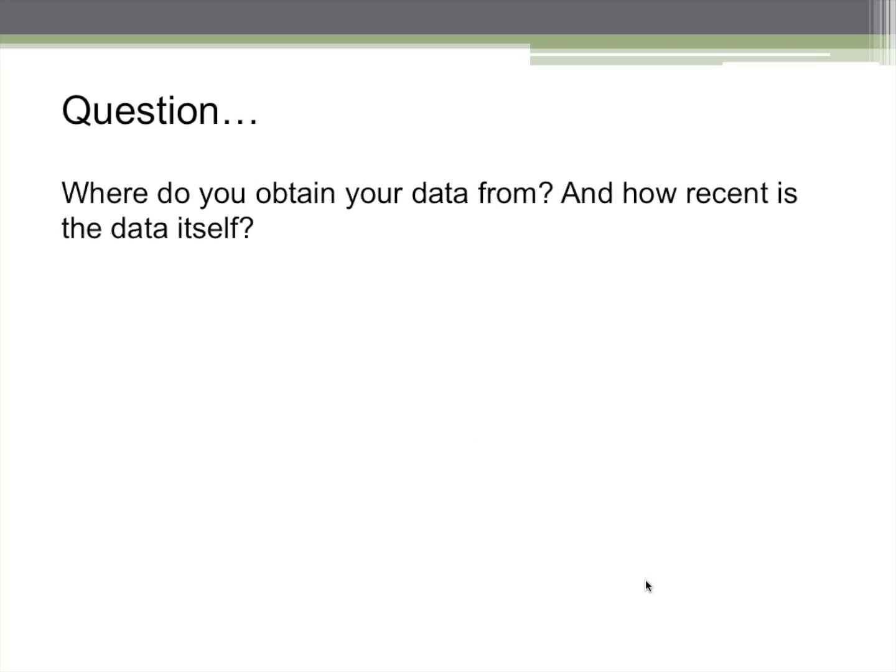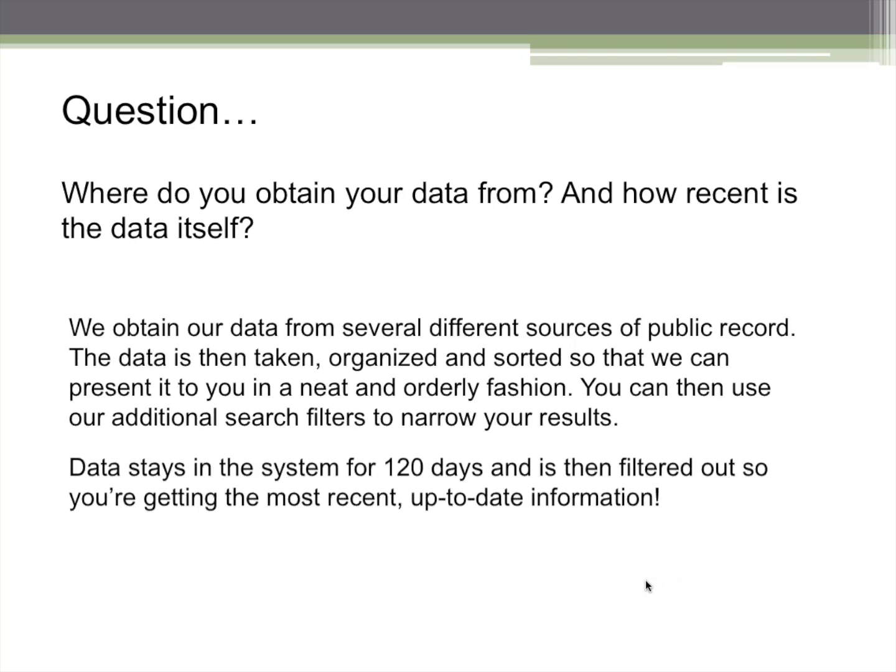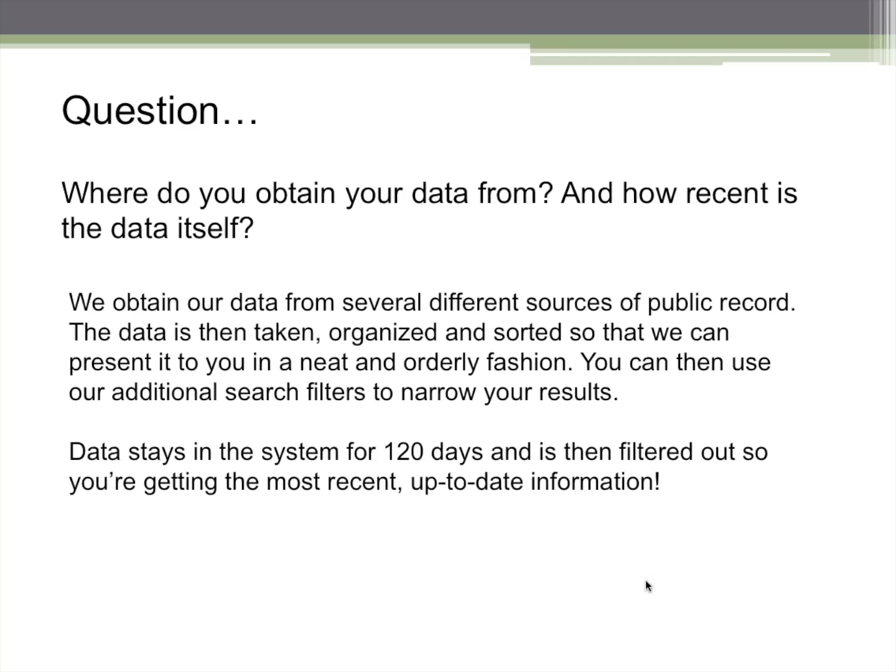Question: where do you obtain your data from, and how recent is the data itself? Well, we obtain our data from several different sources of public record. The data is then taken, sorted, sifted, and organized so that we can present it to you in a neat and orderly fashion. You can then use our additional search filters to narrow your results and make your job easier for going after these lenders.